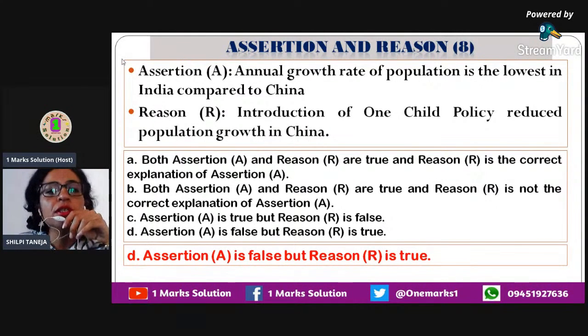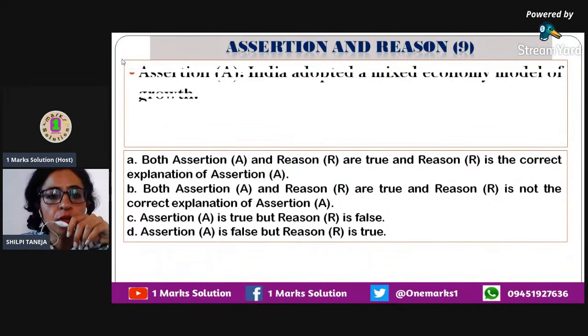Yes, very true, which is the basic reason why they have the less growth rate of population, because they had adopted one child policy. So assertion is false, but reason is true. So we will go for option D in this question.